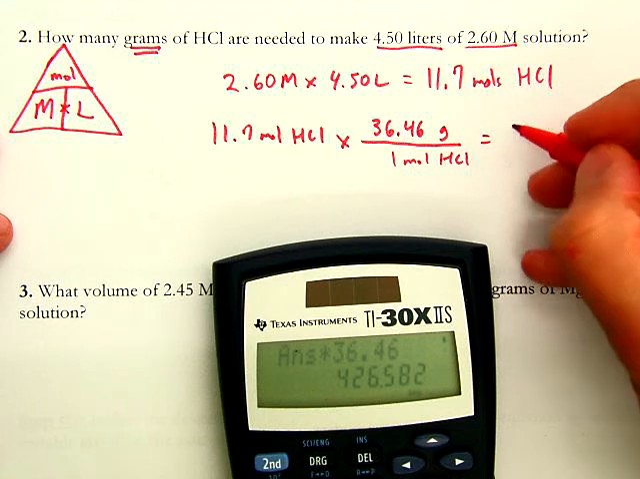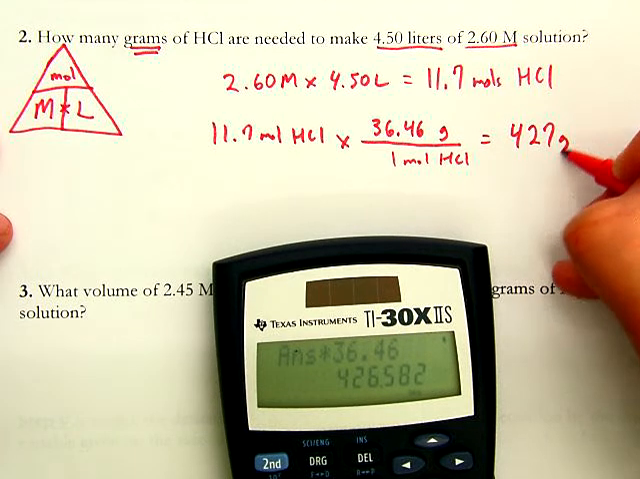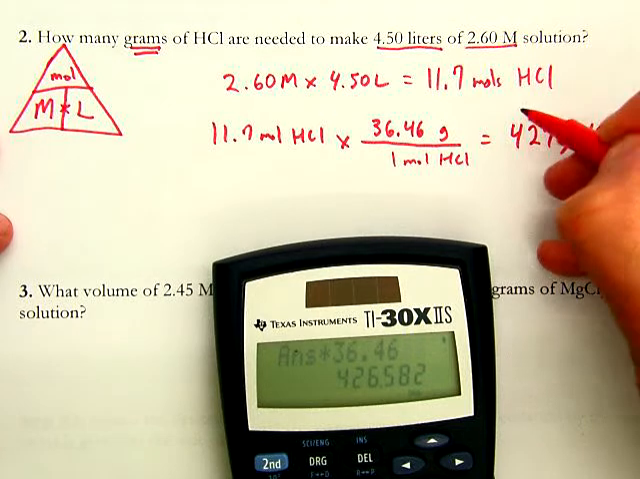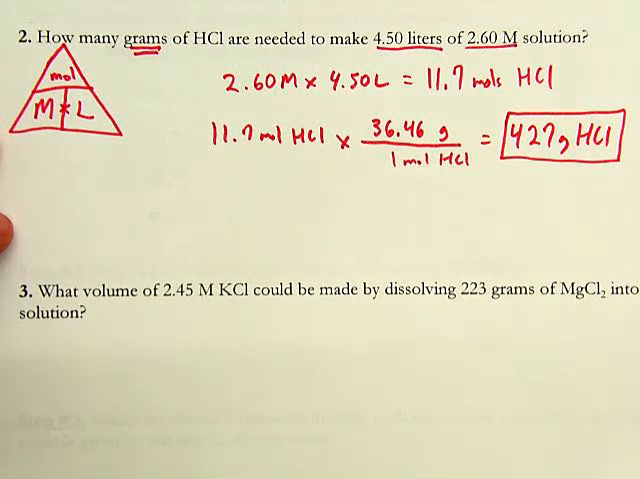This is now in grams, 427 grams of HCl. And that's our number of grams.